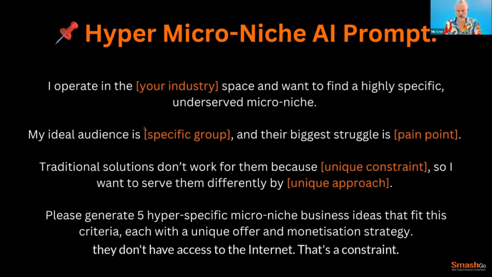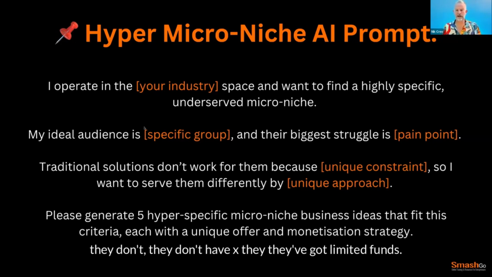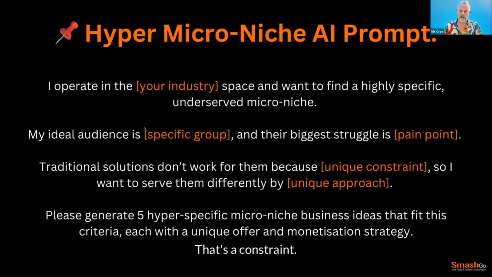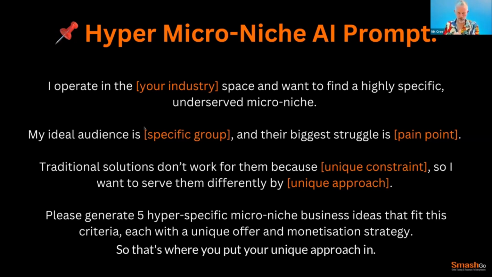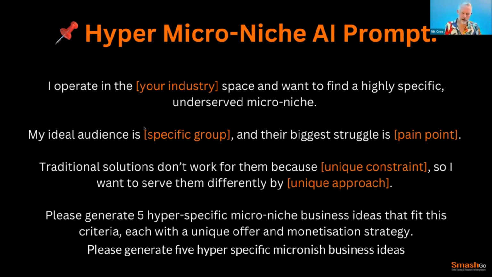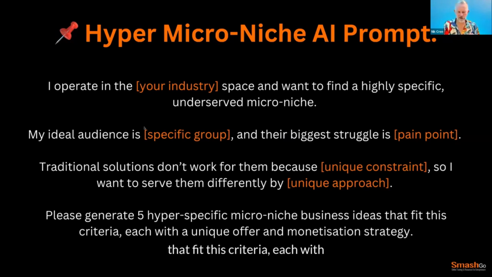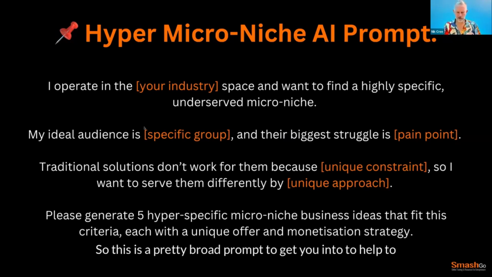Traditional solutions don't work for them because of some particular unique constraint. They don't have access to the internet. That's a constraint. They've got limited funds. That's a constraint. They're short of time. That's a constraint. So I want to serve them differently by, whatever your unique approach is. So that's where you put your unique approach in. Please generate 5 hyper-specific micro-niche business ideas that fit this criteria, each with a unique offer and monetization strategy. So this is a pretty broad prompt to help to narrow it down.